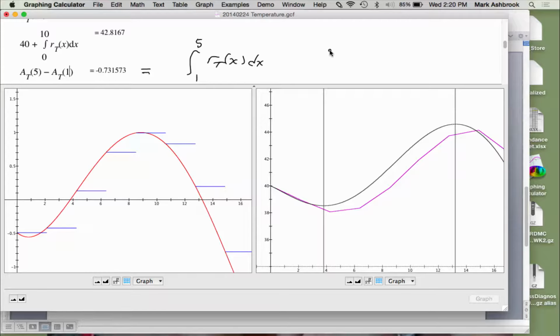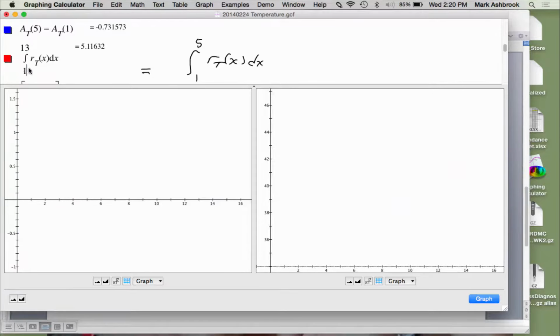So let's put that in GC. Watch. I'll put in the integral from 1 to 5 of RT dt. And look, you get the same thing. You see that? So I can express it in function notation as final value of the quantity minus initial value of the quantity, or I can just make it its own integral, accumulating from 1 to 5 at that rate. And you get the same change.